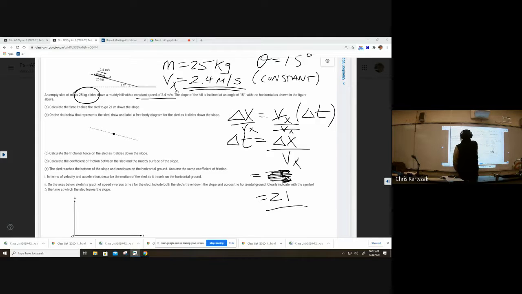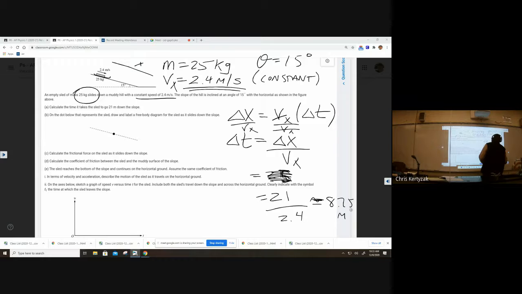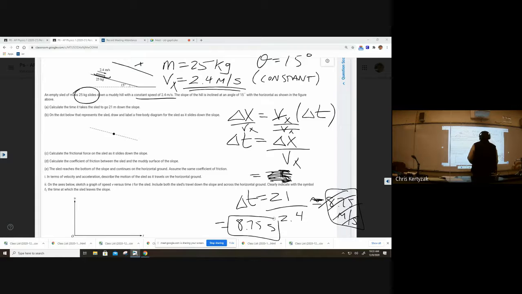Remember, again, x-axis goes in that direction. 21 divided by 2.4. I get 8.75. Actually, exactly equal to 8.75. So that would have been the answer to the first question. Oop, I'm sorry. I don't know why I'm saying meters per second. This is time. My apologies. The amount of time is 8.75 seconds. So the answer to part A is 8.75 seconds for it to go down the slope.